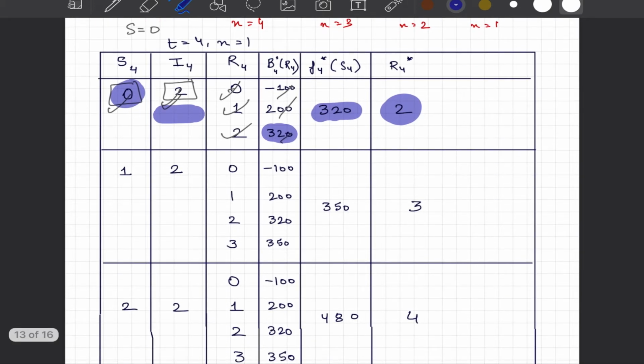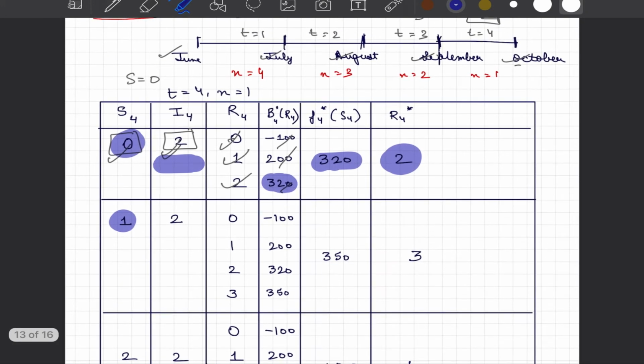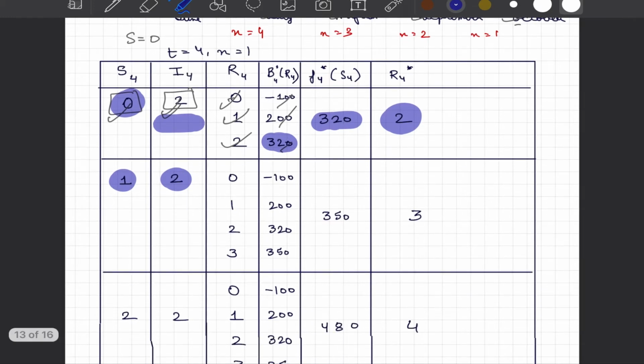Now let us move to the second case, when our S is equal to 1, that is, 1 unit of storage was present when the month of September started, and 2 units of water would be added by precipitation. And also remember that we can store up to 4 units of water. If S plus I becomes 5, then there is a mandate that the release has to be at least 1, which we will eventually see.